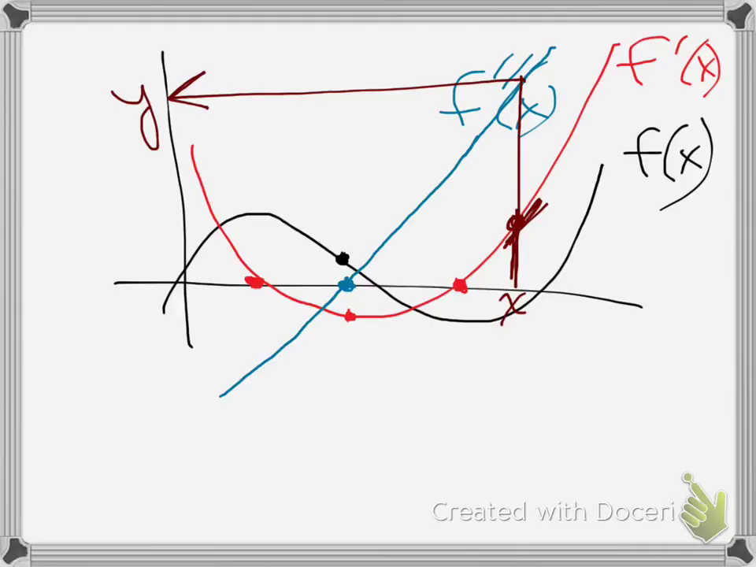Okay? So, a slope and a derivative are the same. The first derivative is the slope of the original function. The second derivative is the slope of the first derivative. All right? Lots to remember, but just keep working at it.